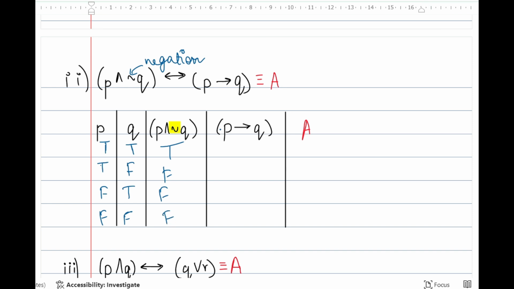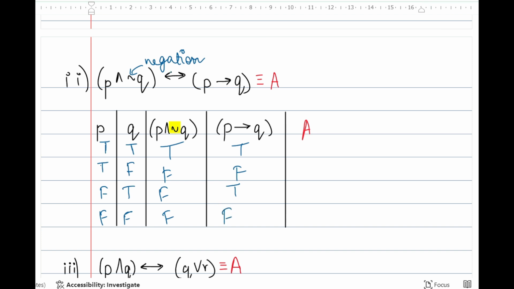Alright, now there's P implies Q, which means a person going to another person. So good person going to good person, good thing. Good person going to a bad person, bad thing. Bad person going to a good person, good thing. Bad and bad doesn't really matter, not a big deal, right?